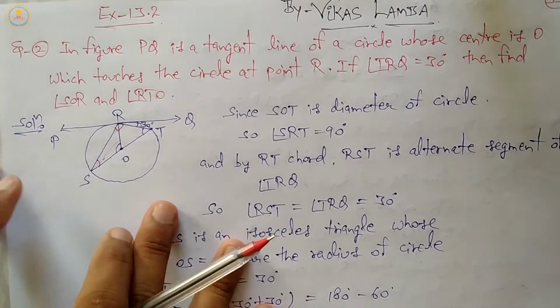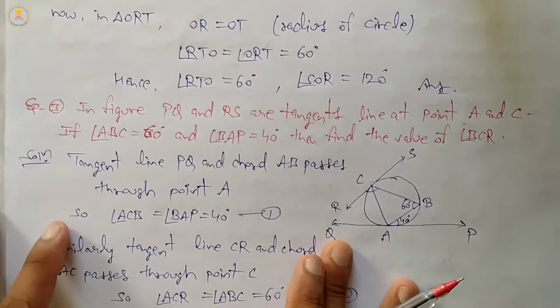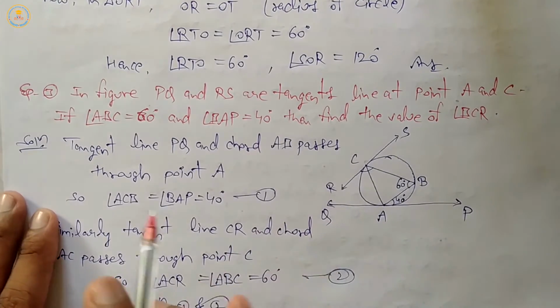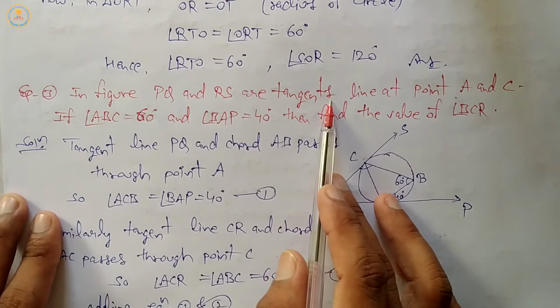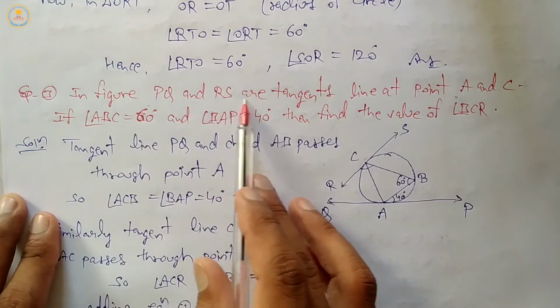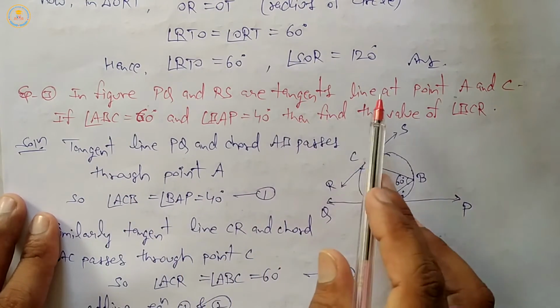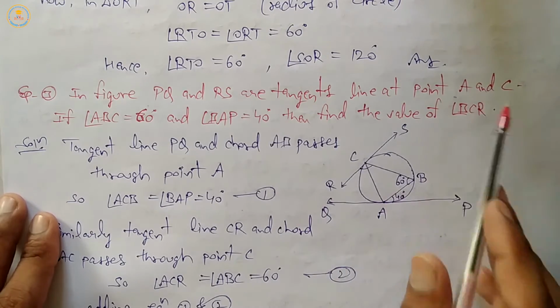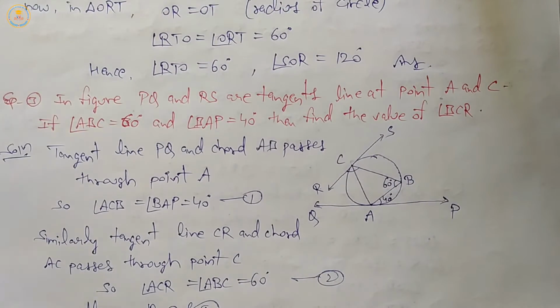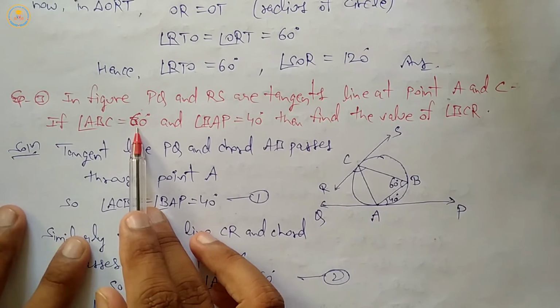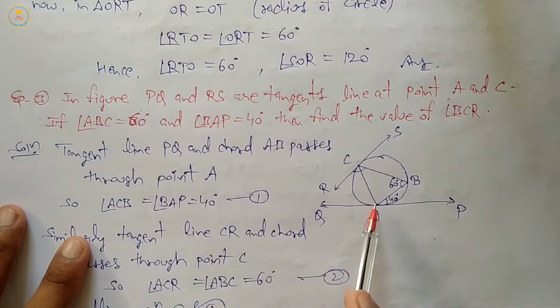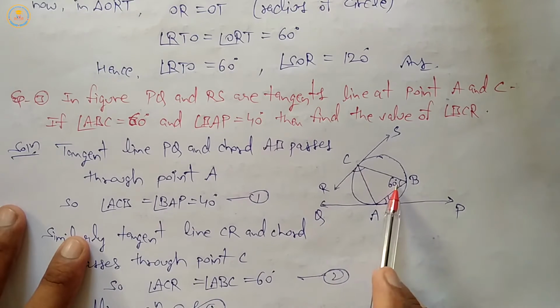Clear? Next, example number 3. In the figure, PQ and RS are tangents, touching the circle at points A and C. If angle ABC is given as 60 degrees, this one is given as 60 degrees.